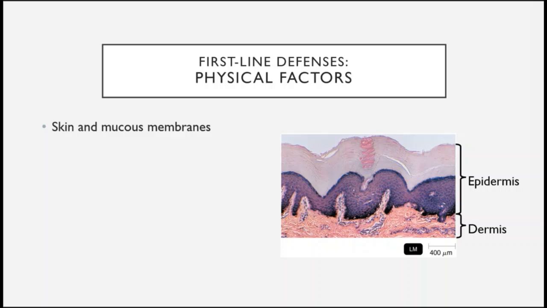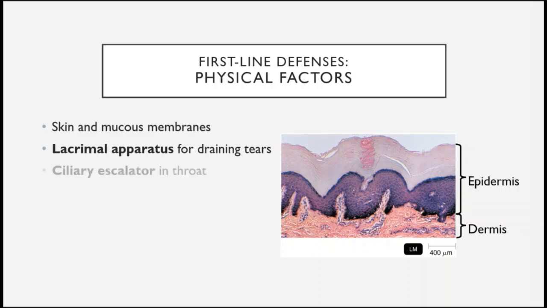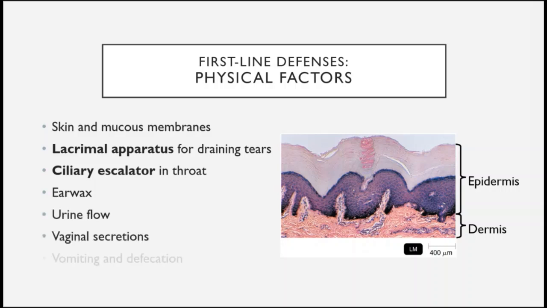Let us look at the skin and mucous membranes more in detail. We have lacrimal apparatus, and these are areas for draining tears. We have the ciliary escalator in the throat. We have earwax. We have urine flow. We have vaginal secretions. And we have vomiting and defecation. All of these can play a role in helping to prevent disease.